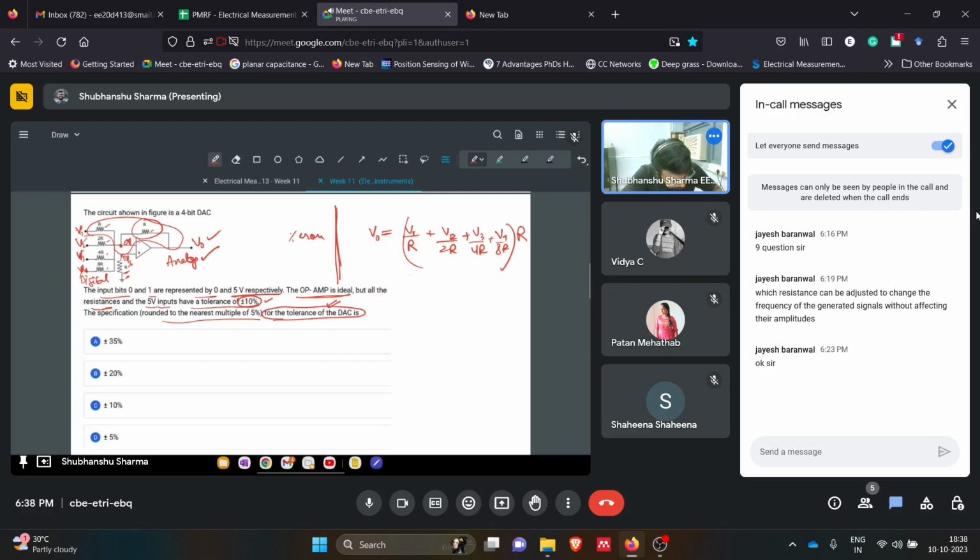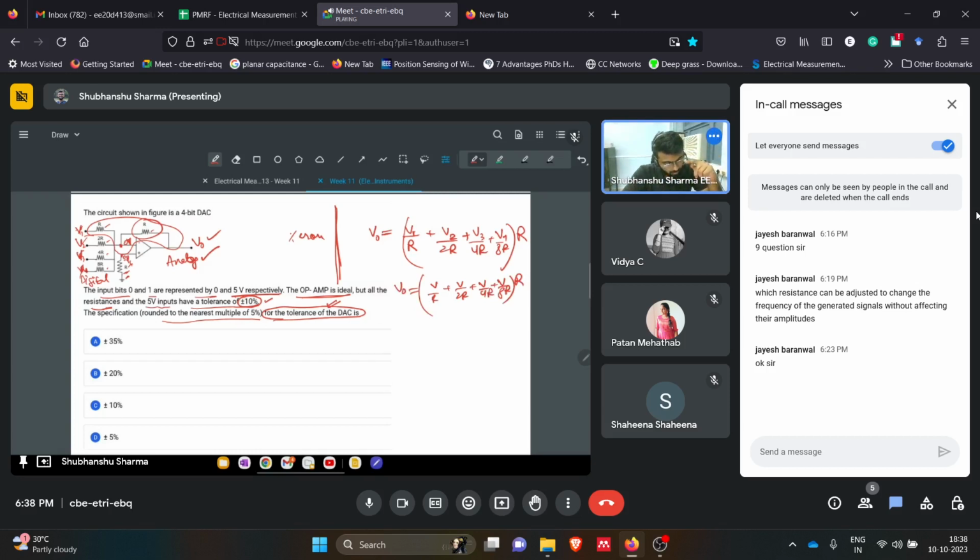It seems okay. And V1, V2, V3, V4 can be either 0 or 5. So for the tolerance, the worst tolerance is basically the worst case error. So for that, we take V1, V2, V3, V4 to be 5 volts, all equal. So that will be V by R plus V by 2R plus V by 4R plus, since we are going for the worst case error, that's why we need the full potential.